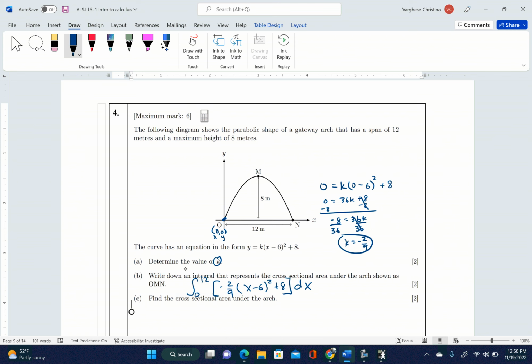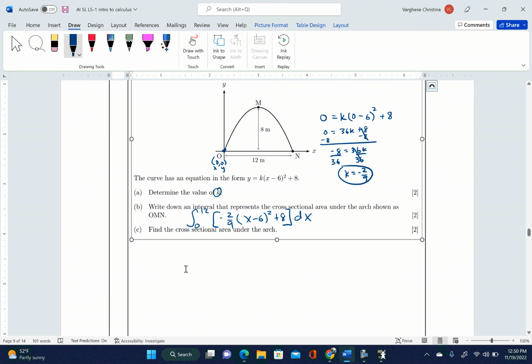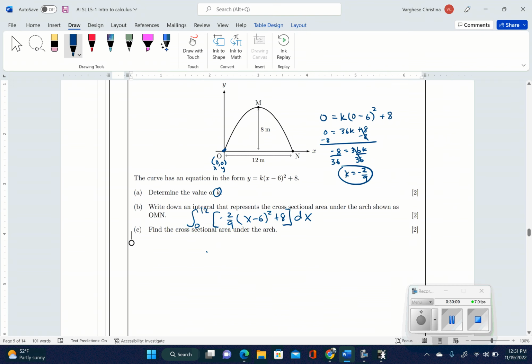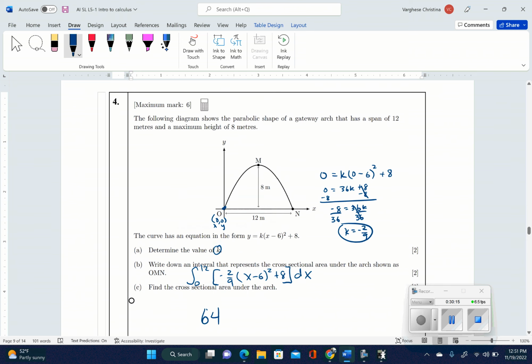So that's all I need to do for part B, just write down the integral that represents the cross section, and then for part C, just plug it into the calculator. All right, in the blink of an eye, I plugged it into the calculator and I got 64 as my answer. So find the cross-sectional area. My cross-sectional area is 64. Our units are, I believe, meters. Yep. So this is going to be 64 meters squared because it's area. 64. There we go. Yay! 30 minutes.